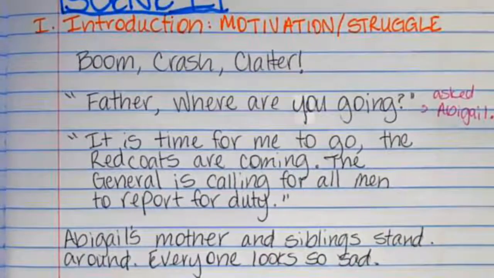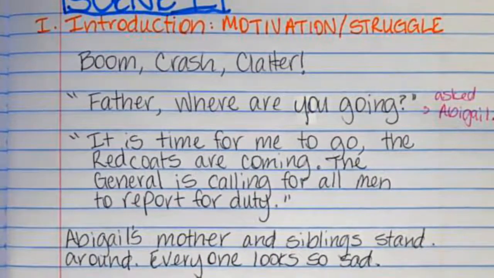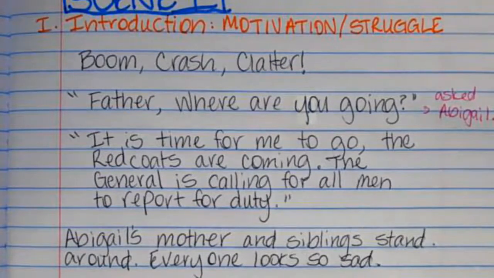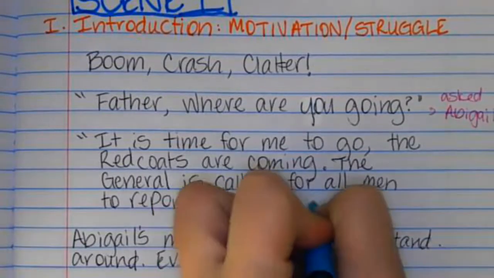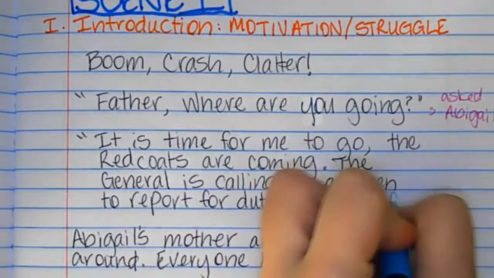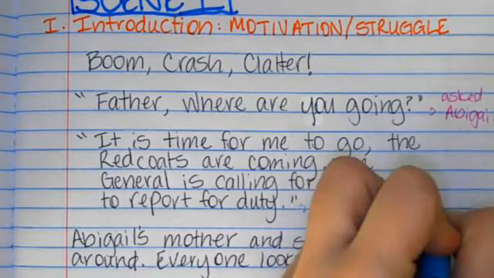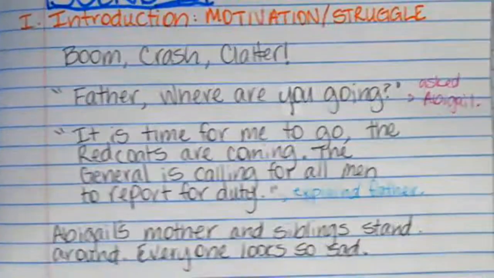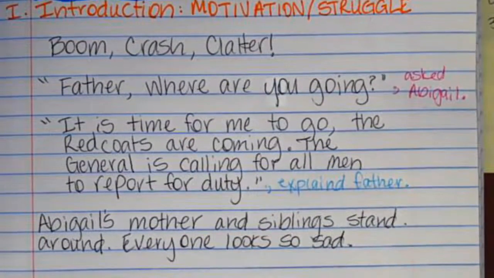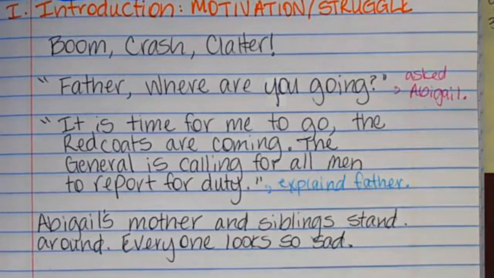"It is time for me to go. The red coats are coming. The general is calling for all men to report for duty." And then I'm going to have to add who's doing this, comma, explained father, okay? So we're going to be adding in this kind of dialogue to explain what is happening in each part of our story. This doesn't have to be very long. It just needs to set the scene quickly and move from one thing to the next.